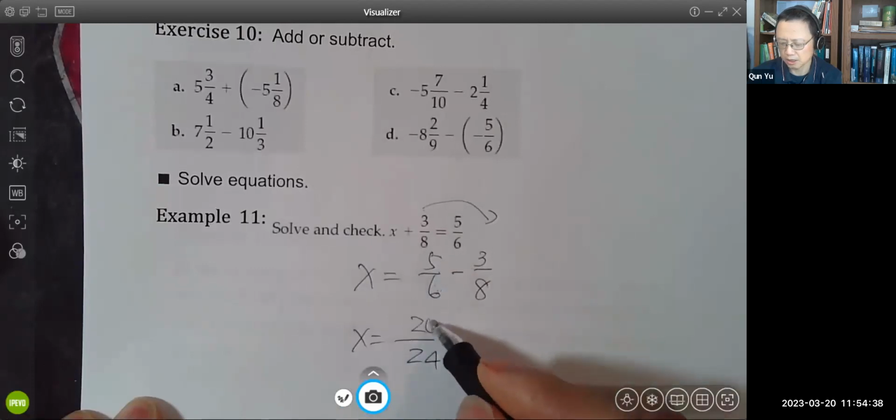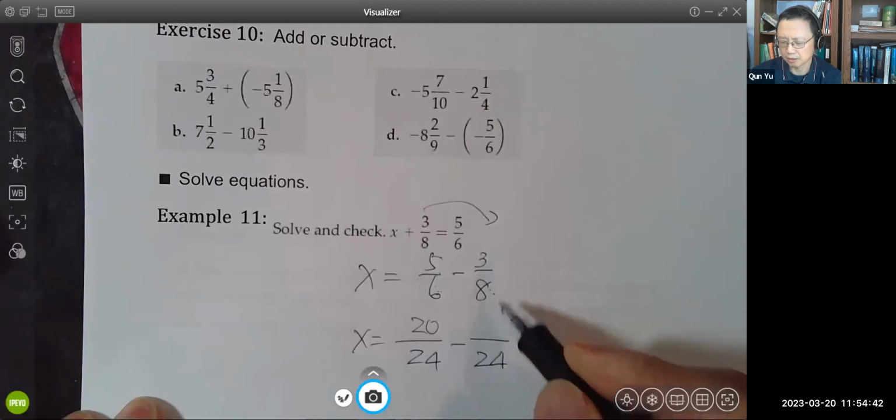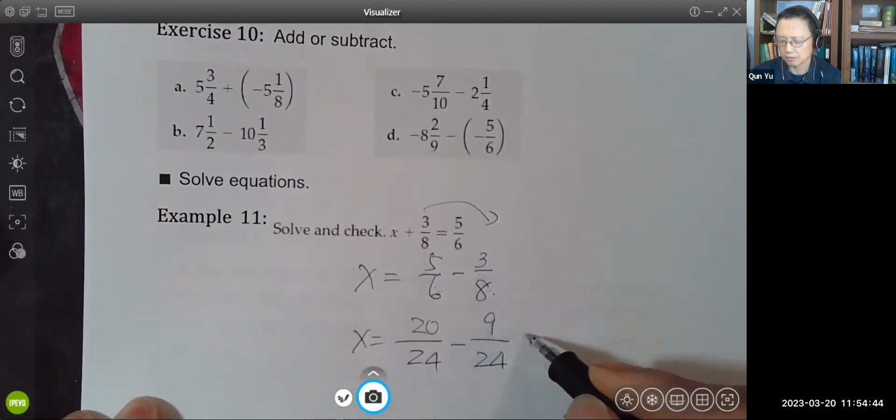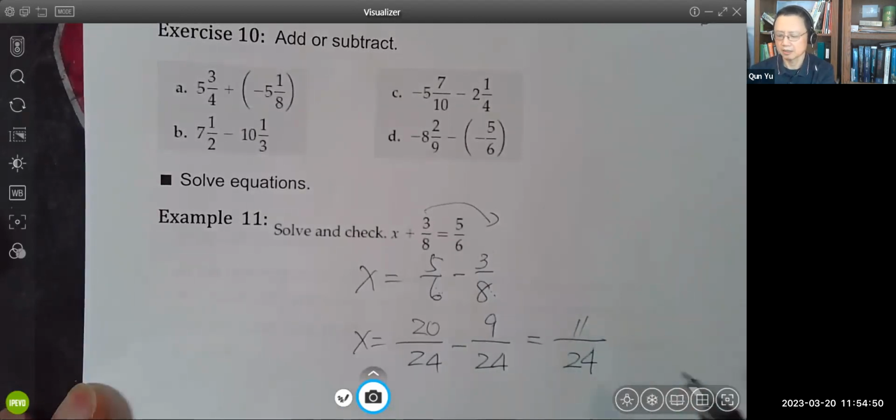That's 20. And we need to multiply by 3 on both sides. Okay, 9. 20 minus 9, 11. So 11 over 24. This one cannot be simplified. So that's our final answer.